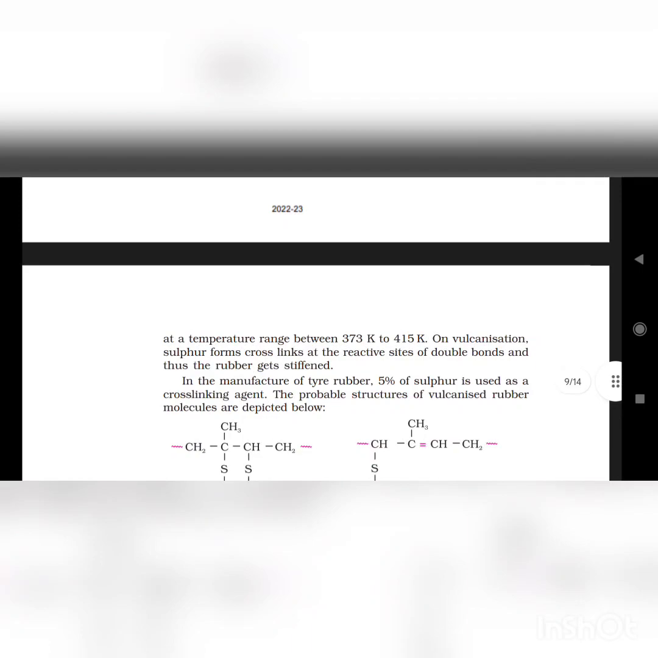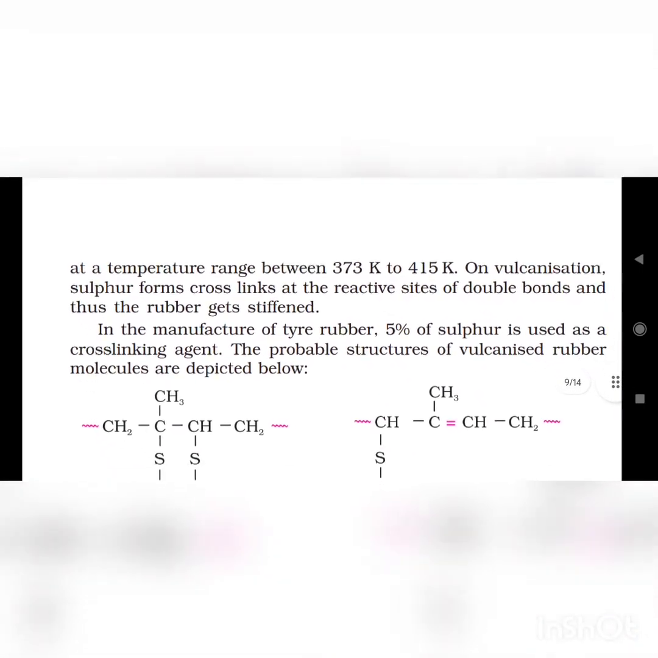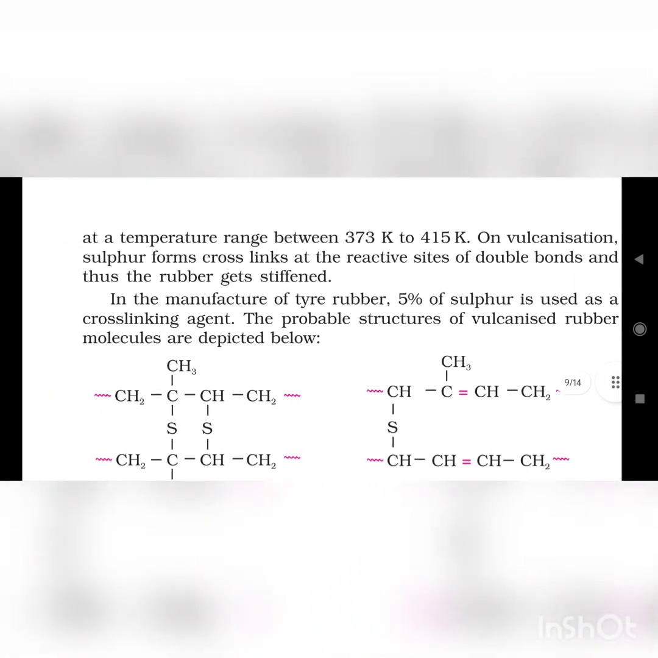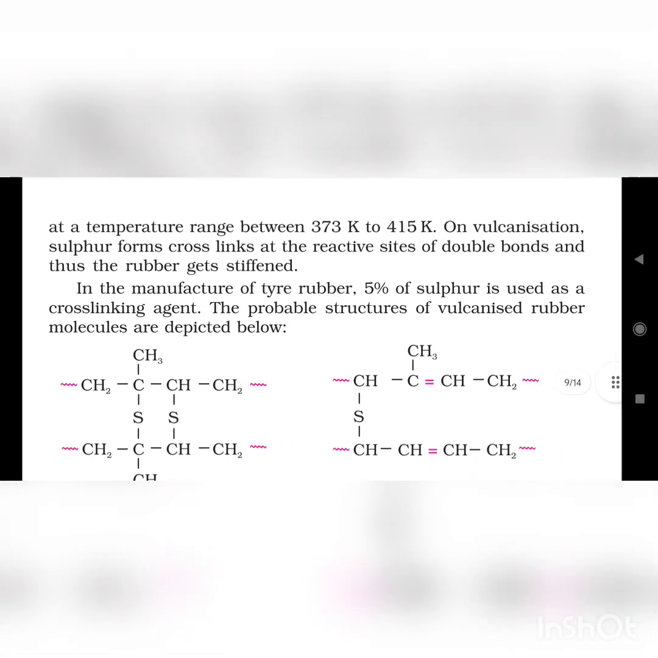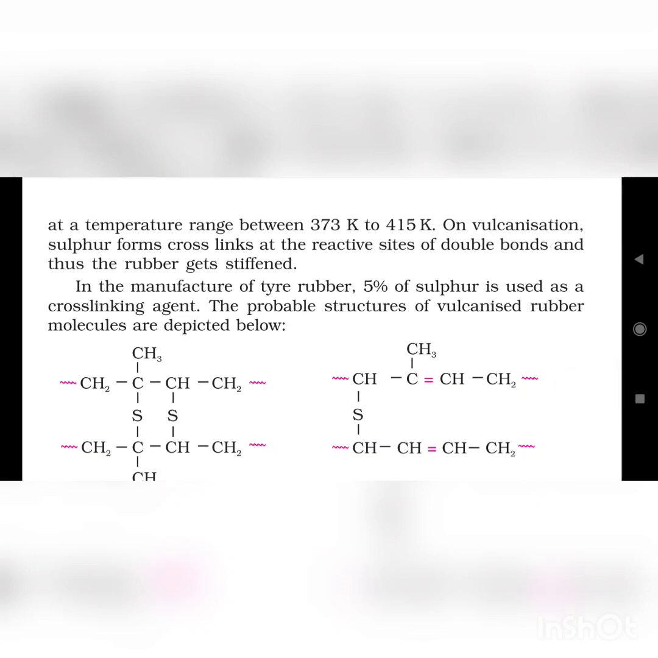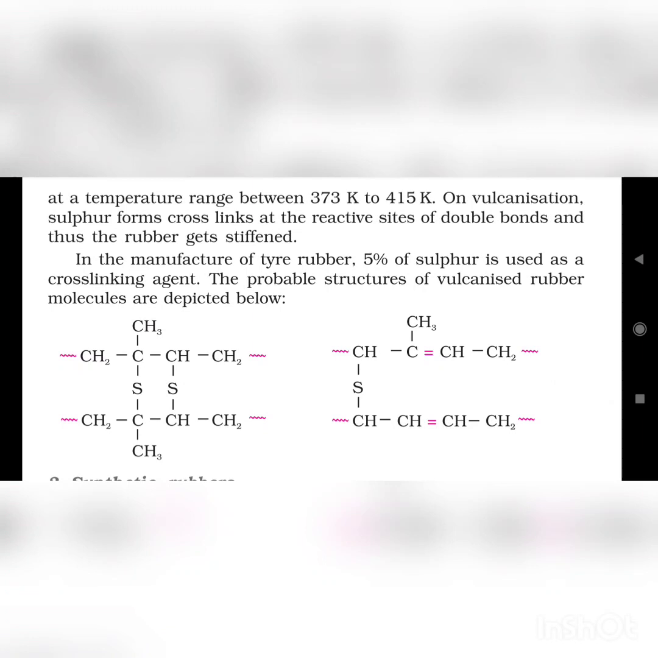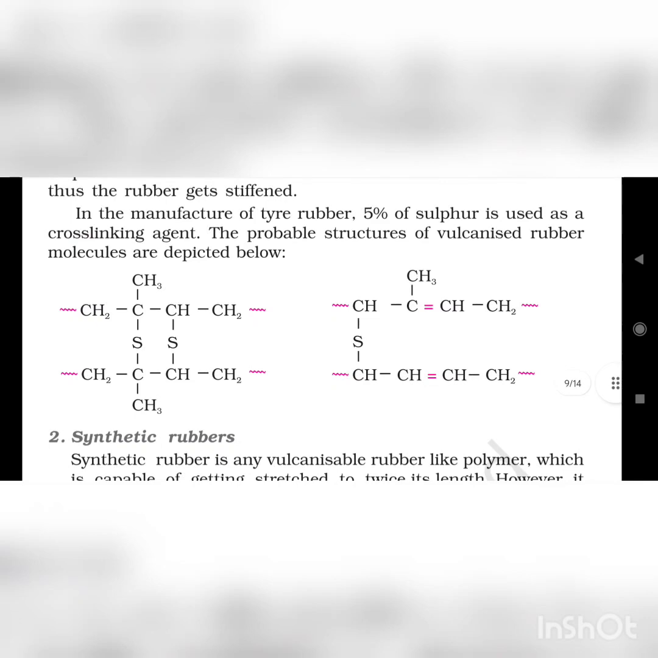at a temperature range between 373 to 415 Kelvin. On vulcanization, sulfur forms cross-links at the reactive sites of double bonds, and thus the rubber gets stiffened. In the manufacture of tire rubbers, 5% sulfur is used as a cross-linking agent. The probable structures of vulcanized rubber molecules are depicted below.